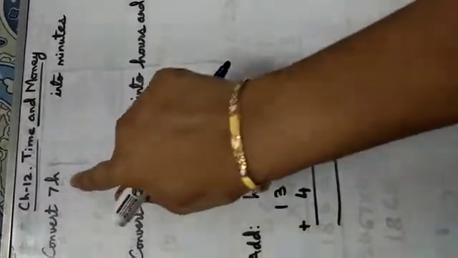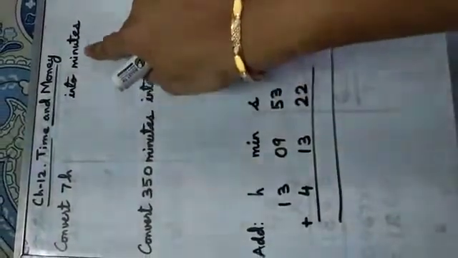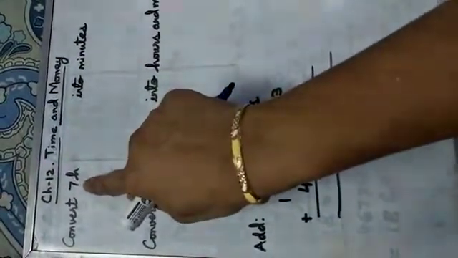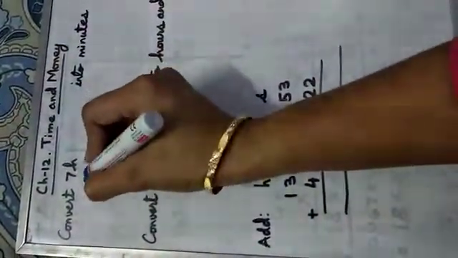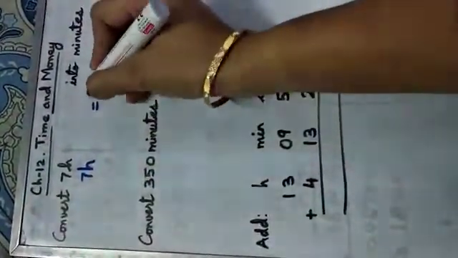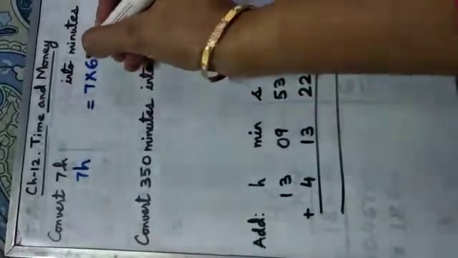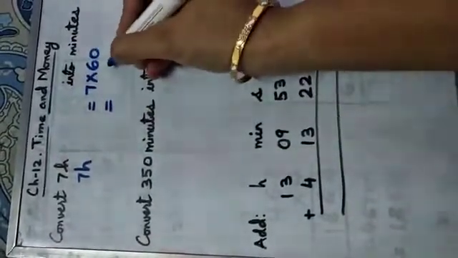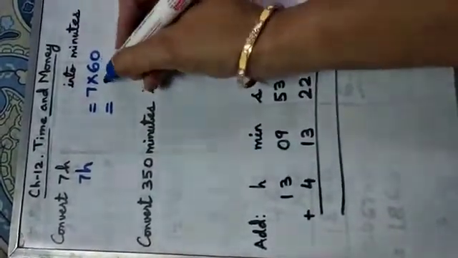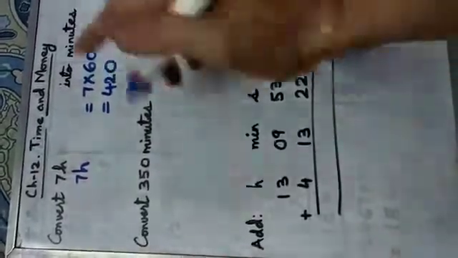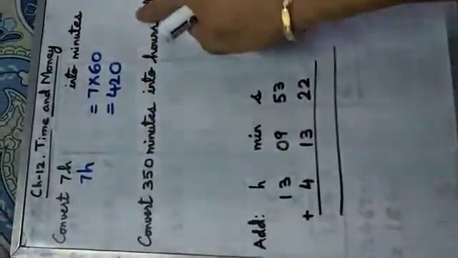So if I have 7 hours and I have to convert into minutes, I will multiply 7 by 60. So here 7 hours will be equal to 7 into 60, and 7 sixes are 42, we will put a 0 at the end. So we know that 7 hours is equal to 420 minutes.